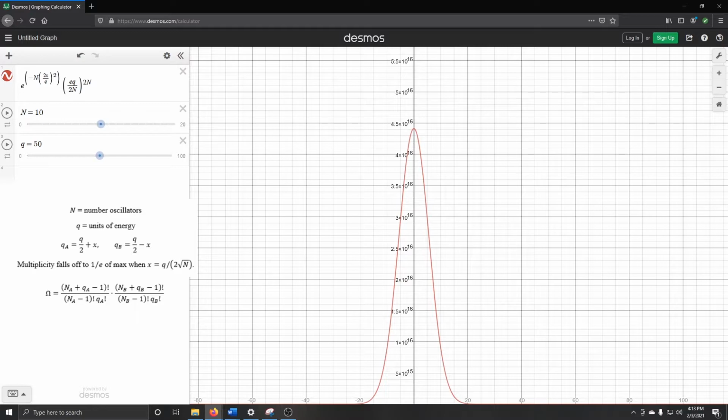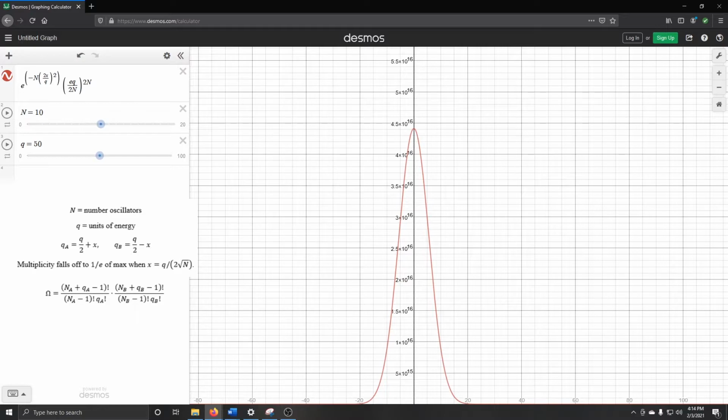If we take 50 divided by 2 times the square root of 10, that number is about 8. So our multiplicity has dropped off by a factor of 1 over E by the time we have given about 8 extra units of energy to QA, or given 8 extra units of energy to QB if we make X negative. And this tells us that if we look at this system in equilibrium, the chances that we would find it significantly outside of that range of QA, somewhere between, say, 17 and 33, within 8 of our central value, is very, very small.